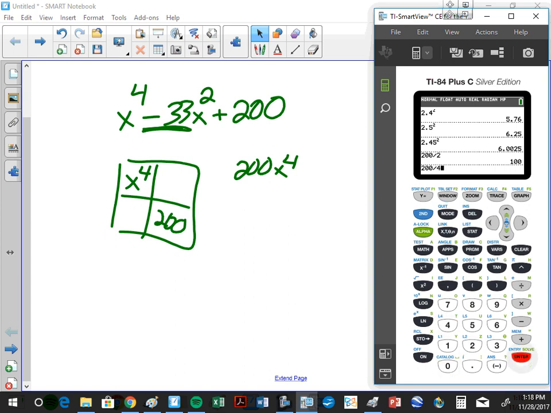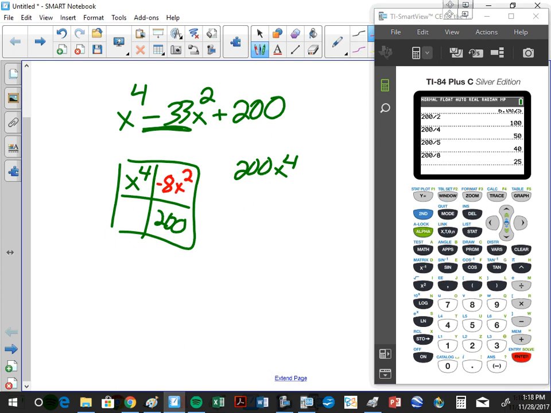200 divided by 4. 4 and 50? Nope. 200 divided by 5. 5 and 40? Nope. Is 6 going to work? 6 only works if 2 and 3 both work. But 3 didn't work, so 6 doesn't work. 7 does not go into 200. 200 divided by 8, and I get 25. Is that going to work? Yes, that's actually it.